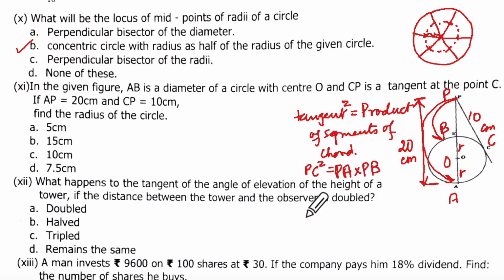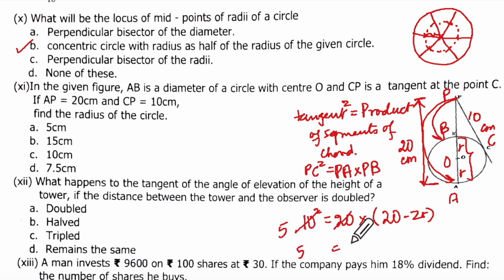10 square is equal to PA, which means 20, into PB. How much is PB? The full thing is 20 and this is 2R, so it will be 20 minus 2R, correct? Now this is 100. So 20 will go here 5 times. So you have 5 is equal to 20 minus 2R.